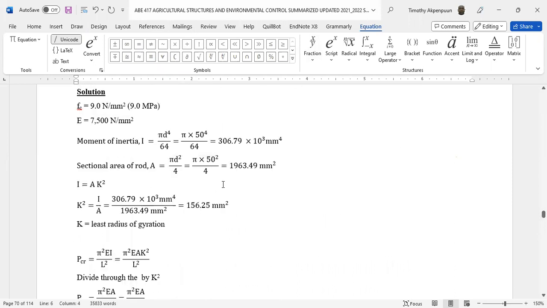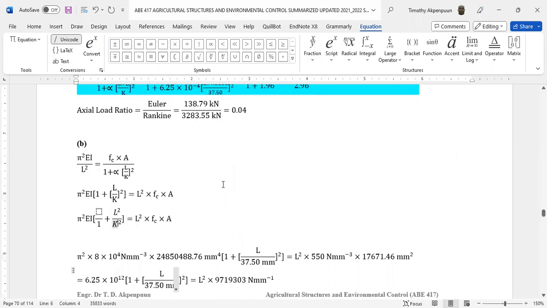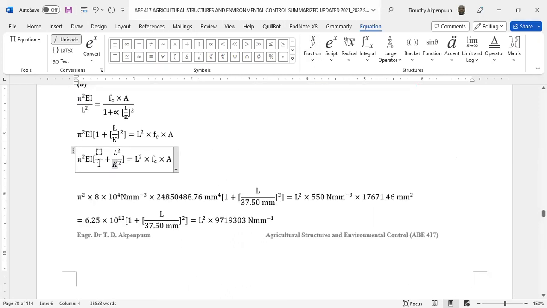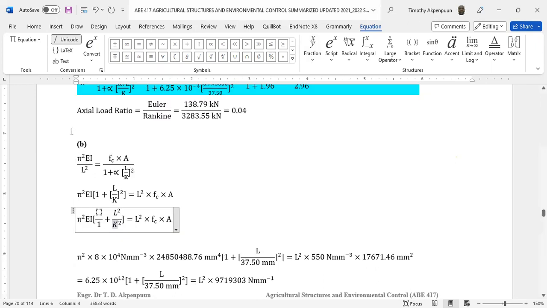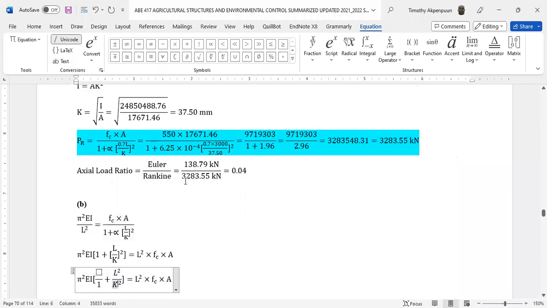The last equation. You wrote pi square EI. Is it not supposed to be 2 pi square? Why are you saying 2 pi square? No. Why?